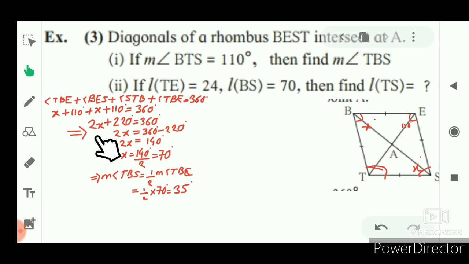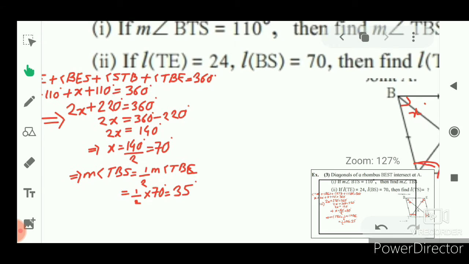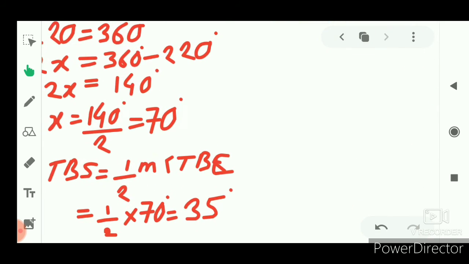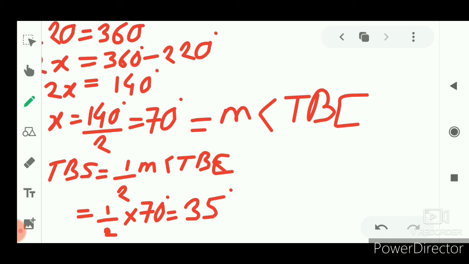Then x plus x will give 2x plus 220 equal to 360 degrees. Then 2x equals 360 minus 220, because the 220 goes to this side and becomes negative. 360 minus 220 will give 140. So x will become 140 by 2, that is equal to 70 degrees. So this is the value of x, that is the value of angle TBE.